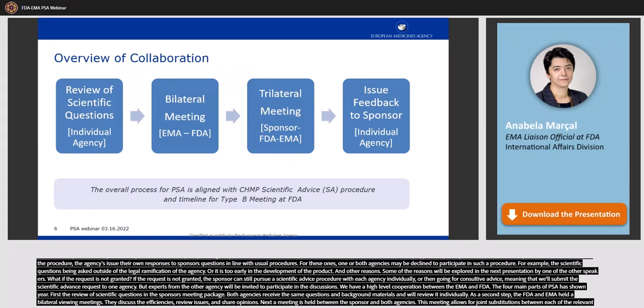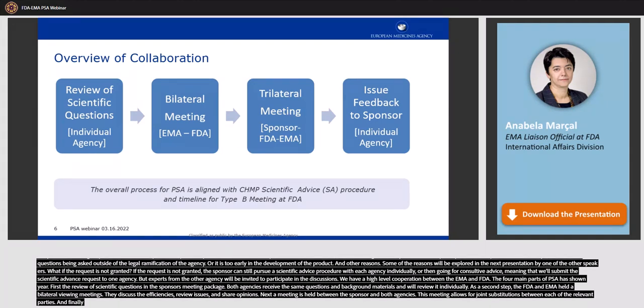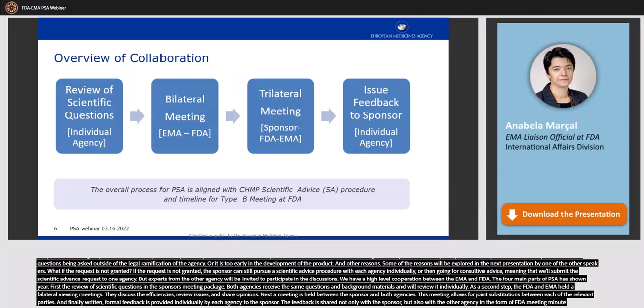And finally, written formal feedback is provided individually by each agency to the sponsor. The feedback is shared not only with the sponsor but also with the other agency in the form of FDA meeting minutes or EMA final scientific advice letter.